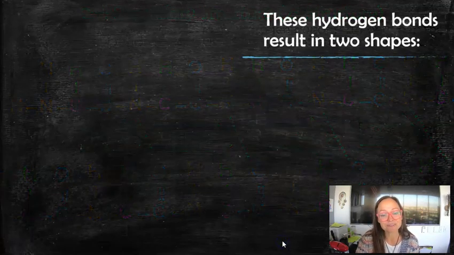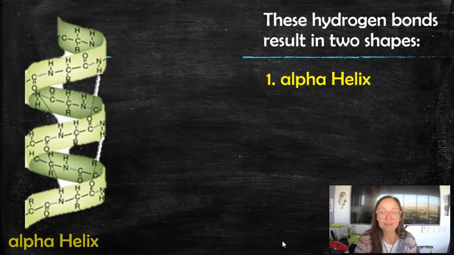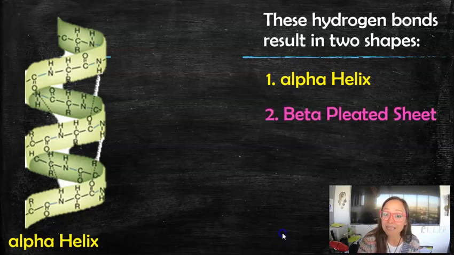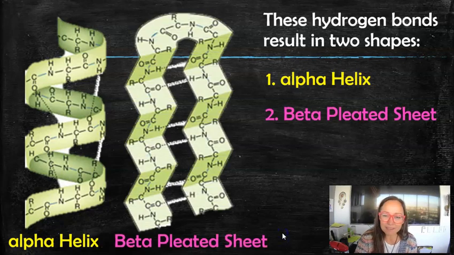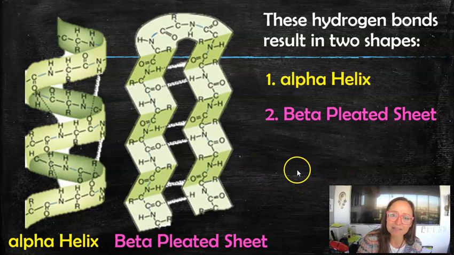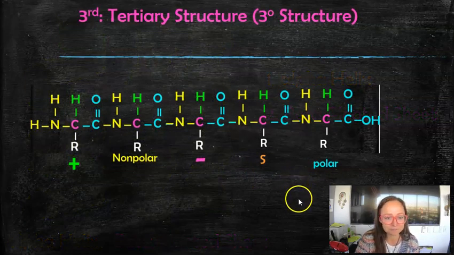So we have what's called the alpha helix, which causes a spiral shape in that polypeptide. And then we also have a beta pleated sheet, which is more of an accordion or folds in that polypeptide. But these white lines between them are the hydrogen bonds that are responsible for the secondary structure, or the second step in protein folding. Now, let's go ahead and talk about the third step.